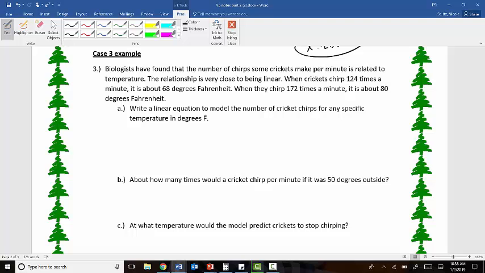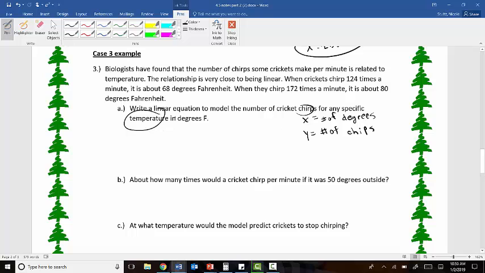So part A says write a linear equation to model cricket chirps based on temperature. The first thing I would do is, of course, find my letters. So it looks like we're talking about chirps and temperature. Temperature is definitely independent. You cannot control temperature, so that is your X. And then your Y, of course, is how many times the crickets will chirp based on the degrees outside.